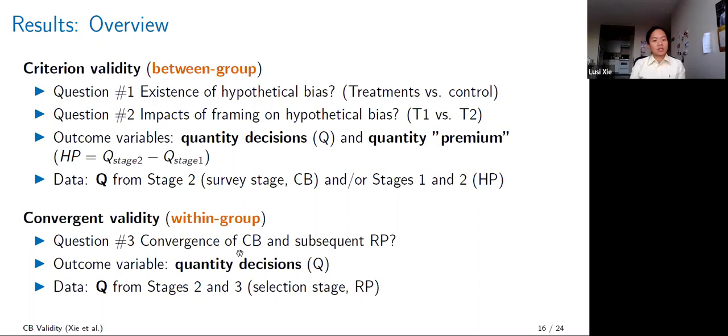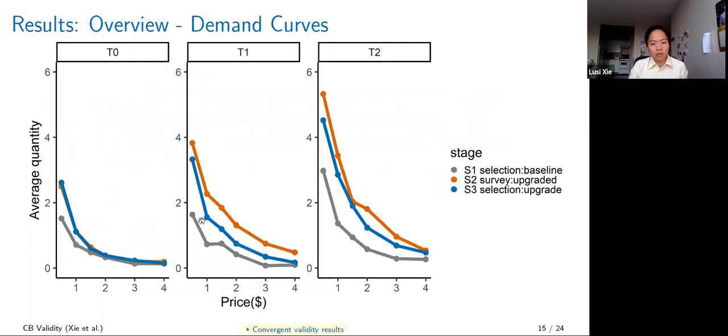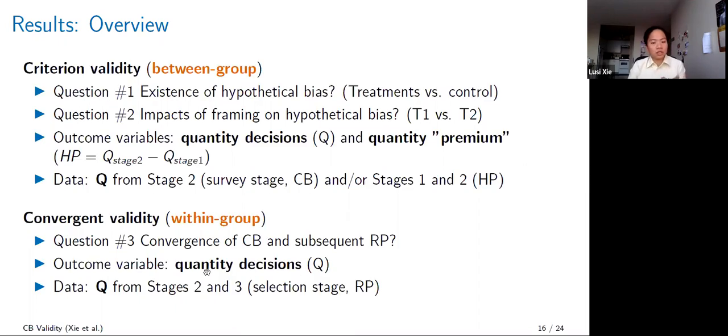And the third question is on the convergent validity. Basically, we want to see whether the blue line and red line would converge or overlap. And to do so, we use quantity decisions within each treatment group for the analysis.